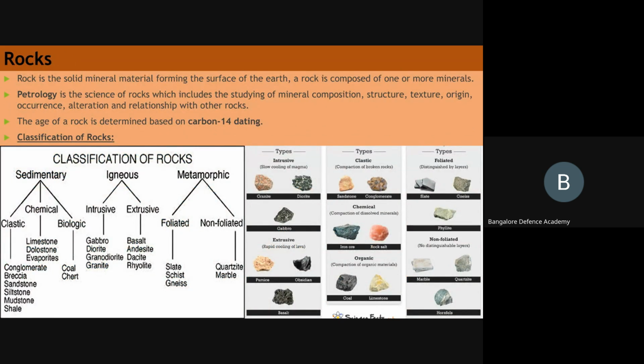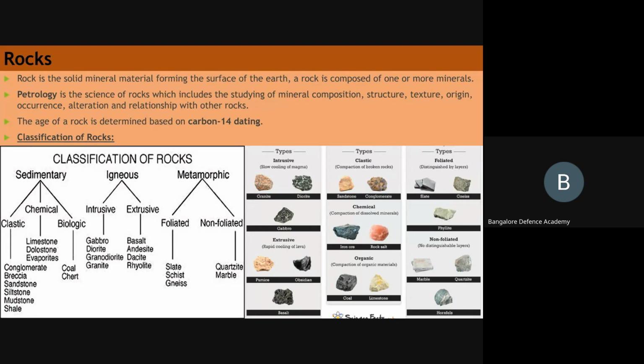The next one is rocks. So what is a rock? A rock is a solid material forming on the surface of the earth and composed of one or more minerals. Petrology is the science of rocks, which includes studying the mineral composition, alteration and physical properties of the rock. And along with that, there is another concept called carbon-14 dating.